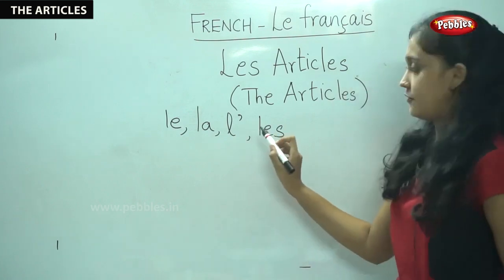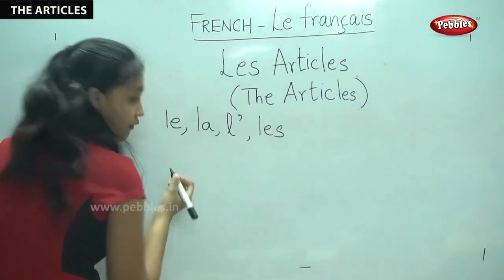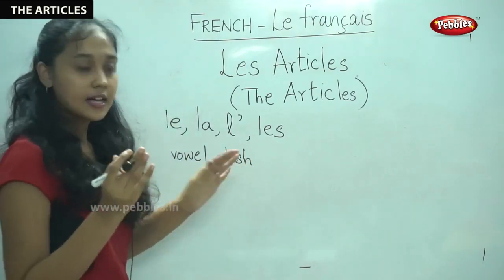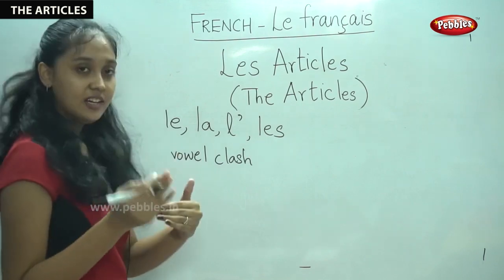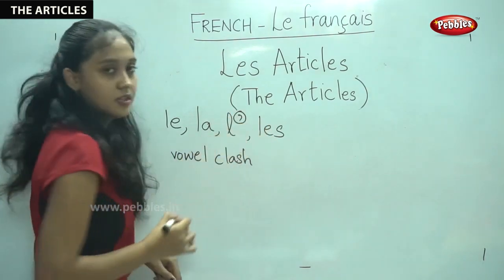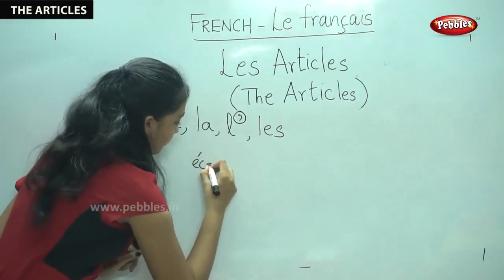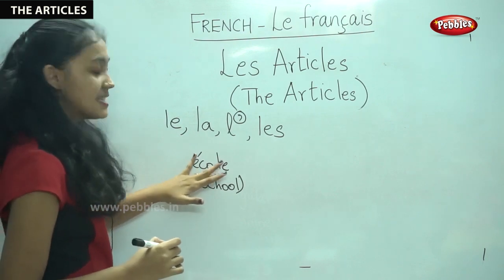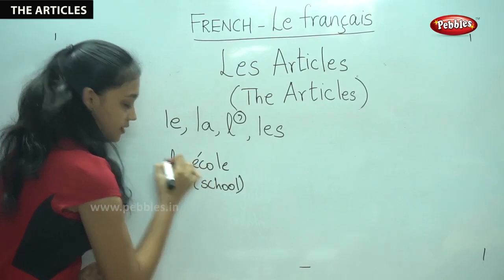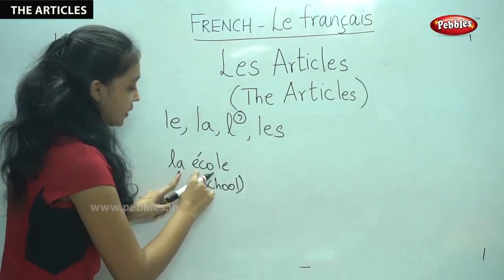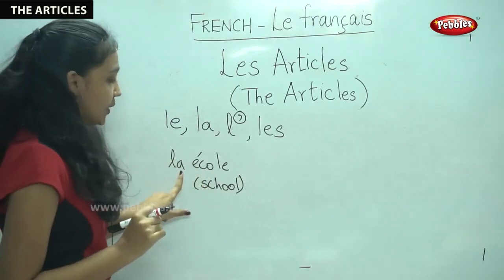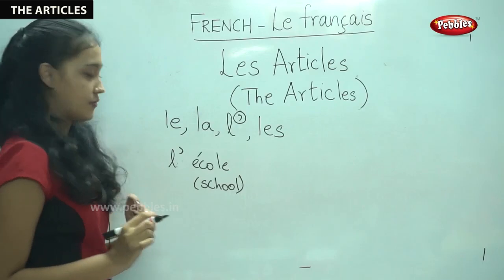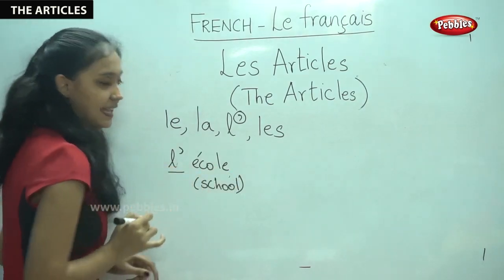Which is l apostrophe. Now, in French, we have what is called a vowel clash. When two vowels come following each other, we replace one with an apostrophe. This is called an apostrophe. For example, let us take the word école. École means school. Now, since this is feminine singular, we would have to place la. However, here we have two vowels following each other. This is called a vowel clash. When we have two vowels together, we replace the first one by an apostrophe. This symbol here is called an apostrophe. So, before école, we have to place l apostrophe.